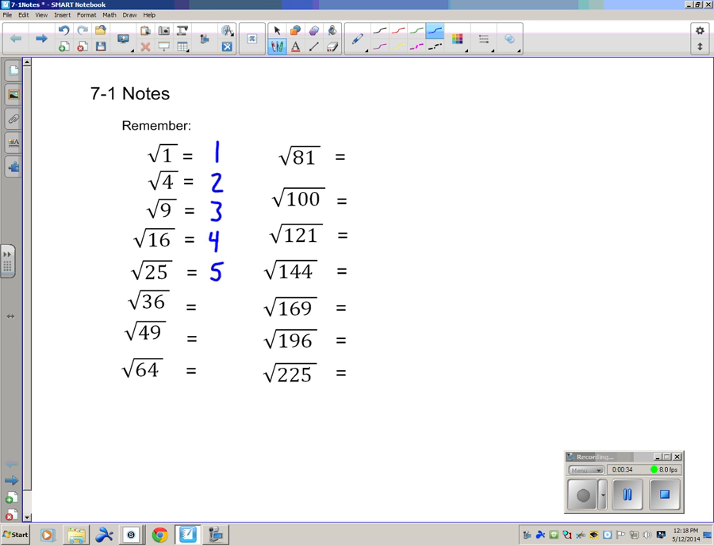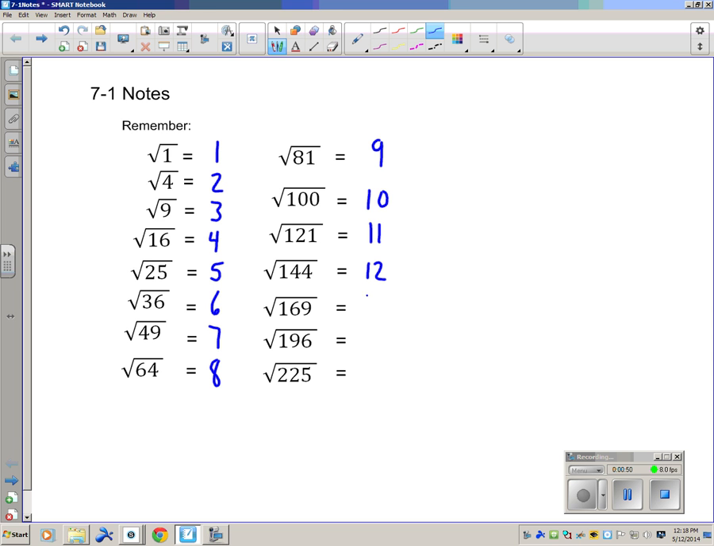The square root of 36 is 6. The square root of 49 is 7. Square root of 64 is 8. Square root of 81 is 9. Square root of 100 is 10. Square root of 121 is 11. Square root of 144 is 12.